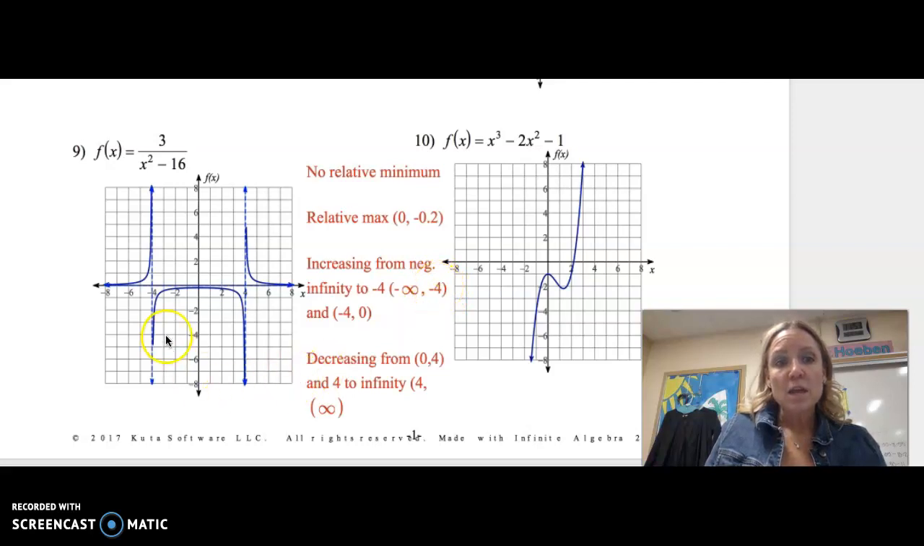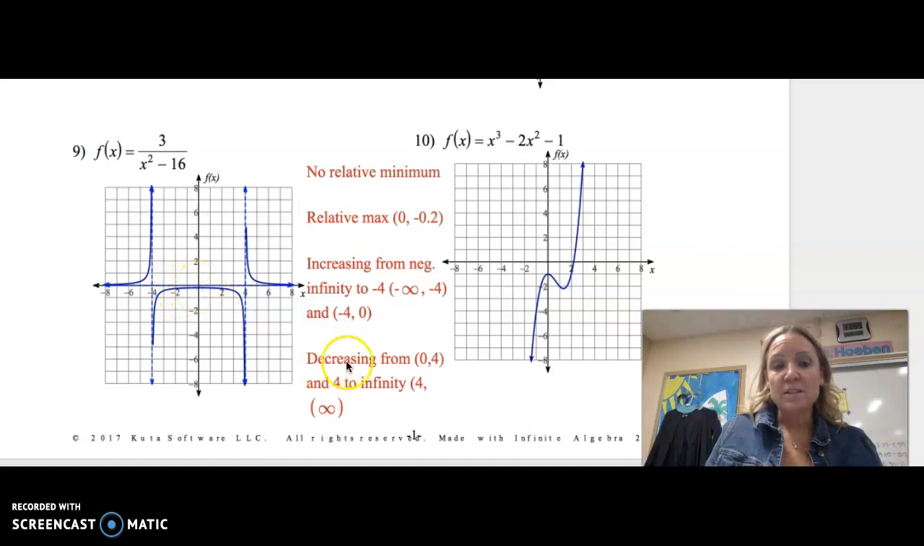It's also increasing from negative 4 all the way till you get to 0 right here. So it's increasing, going up, up, up, up, up, up.